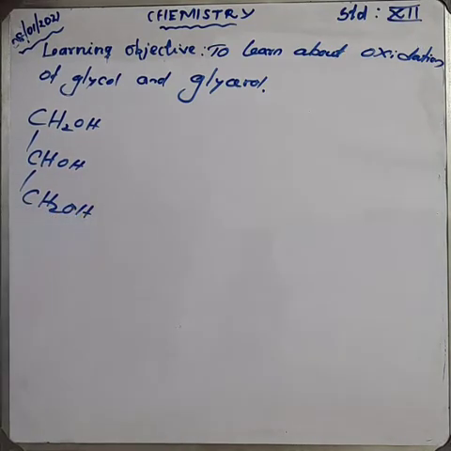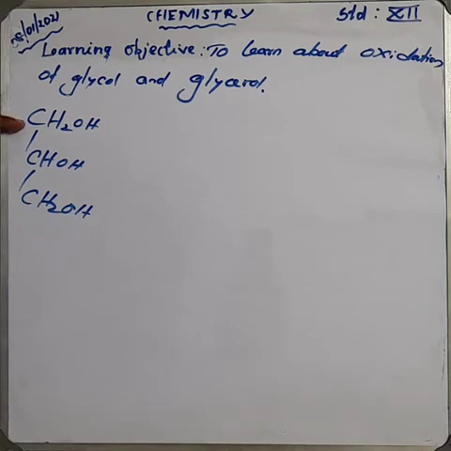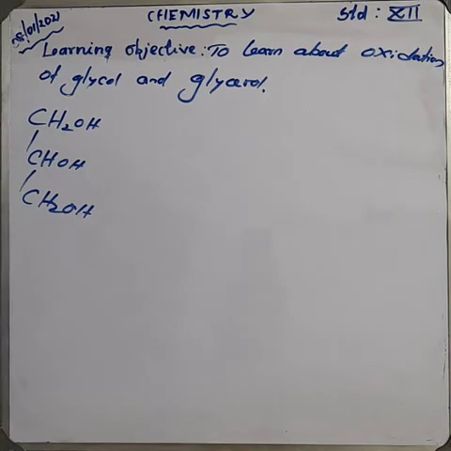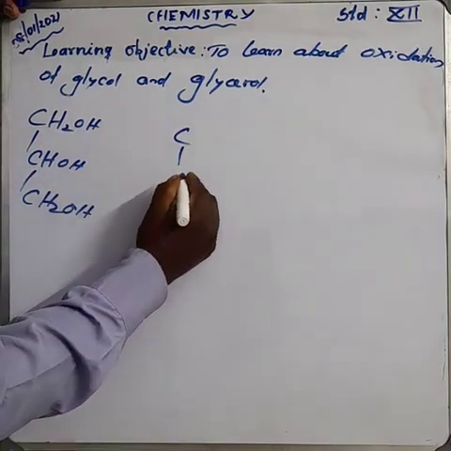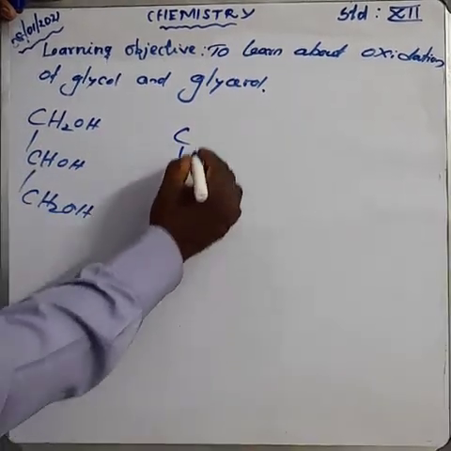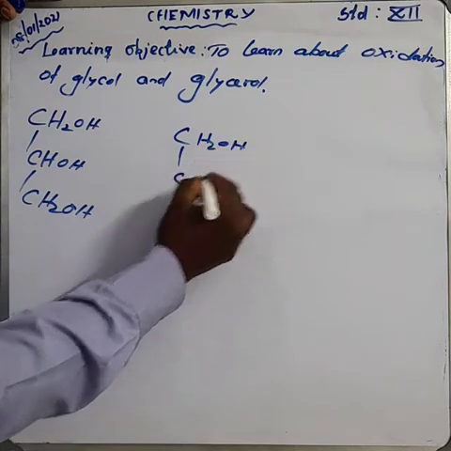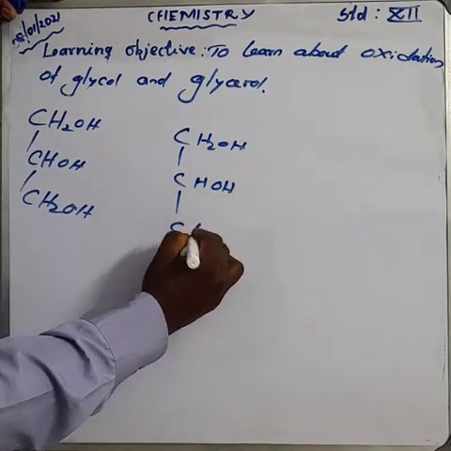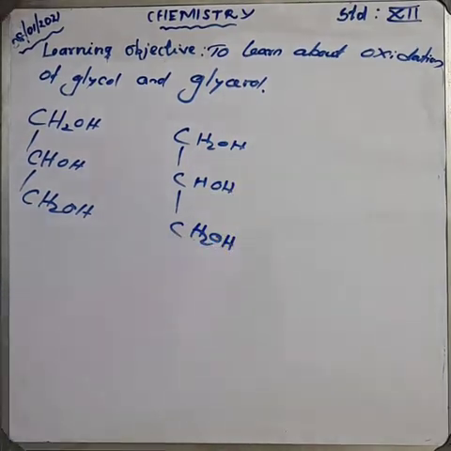Whenever you are writing the formulas, the bond must be carbon-carbon. Don't put the carbon with the hydrogen or hydrogen with oxygen like that. You should mention carbon, carbon, carbon, like that. CH2OH, CHOH, CH2OH. Clear? Like that.